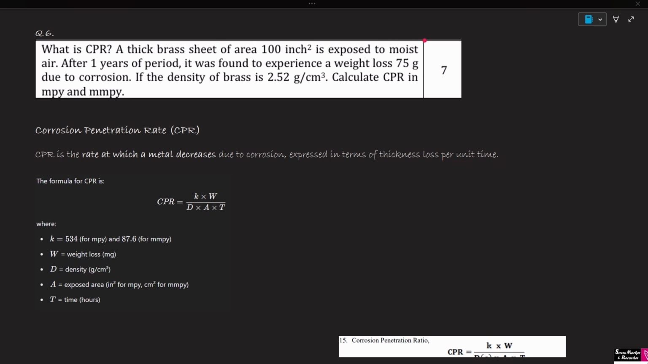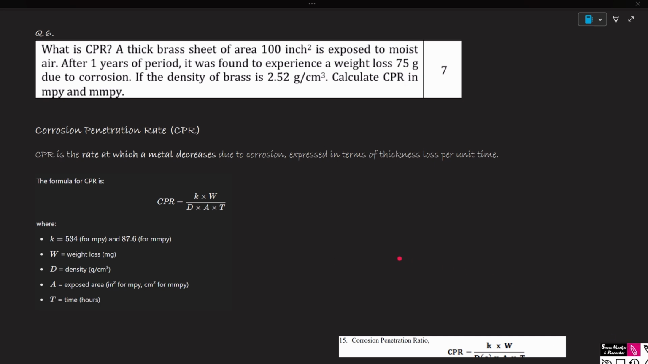Okay, so this is the numerical asked every time, and here you can easily grab 7 marks. A thick brass sheet of area 100 inches square is exposed to moist air. After a period of 1 year, it was found to experience a weight loss of 75 gram due to corrosion. If the density of the brass is 2.52 gram per centimeter cube, calculate CPR in MPY and MMPY.